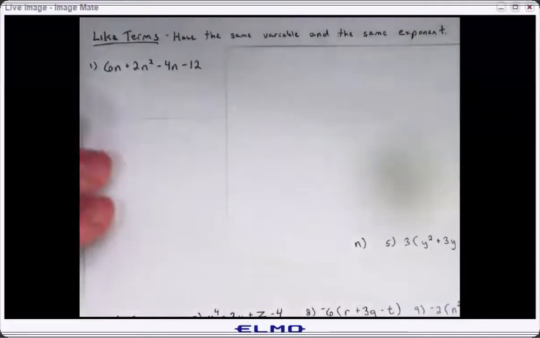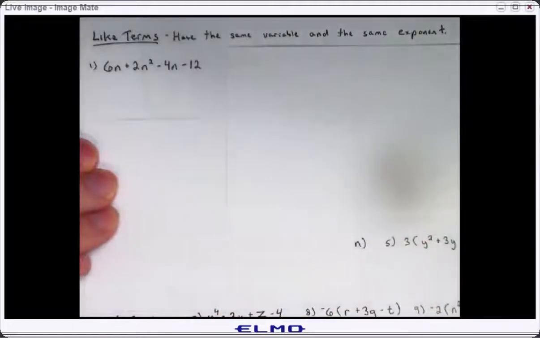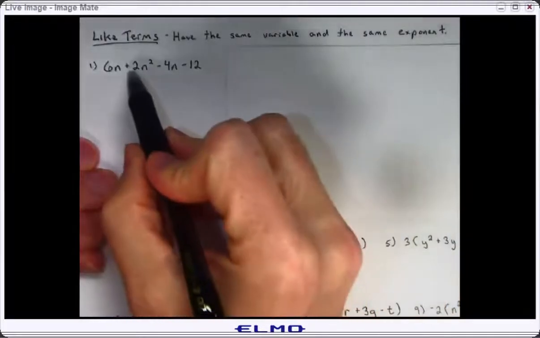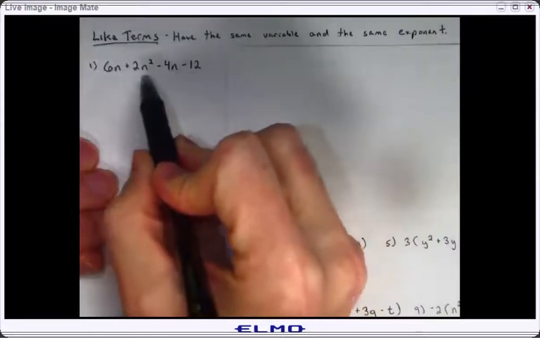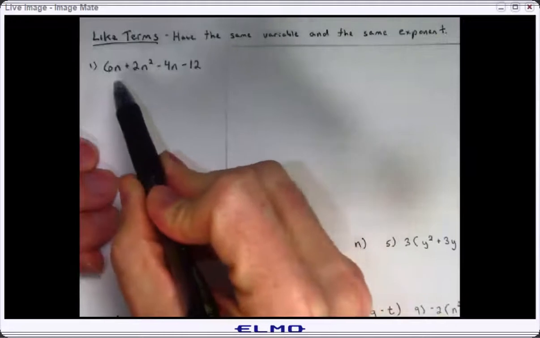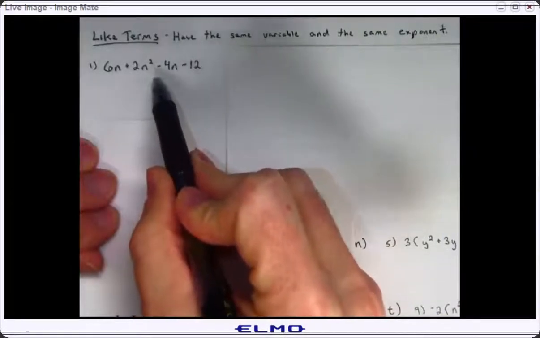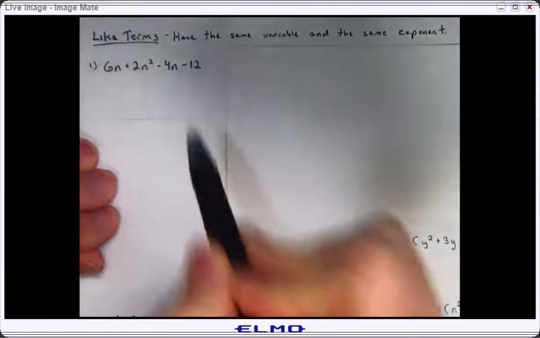This lesson is on like terms. Like terms have the same variable and the same exponent. Terms are separated by plus and minus signs. This algebraic expression is separated into four terms. Your four terms are 6n, 2n squared, negative 4n, and negative 12.